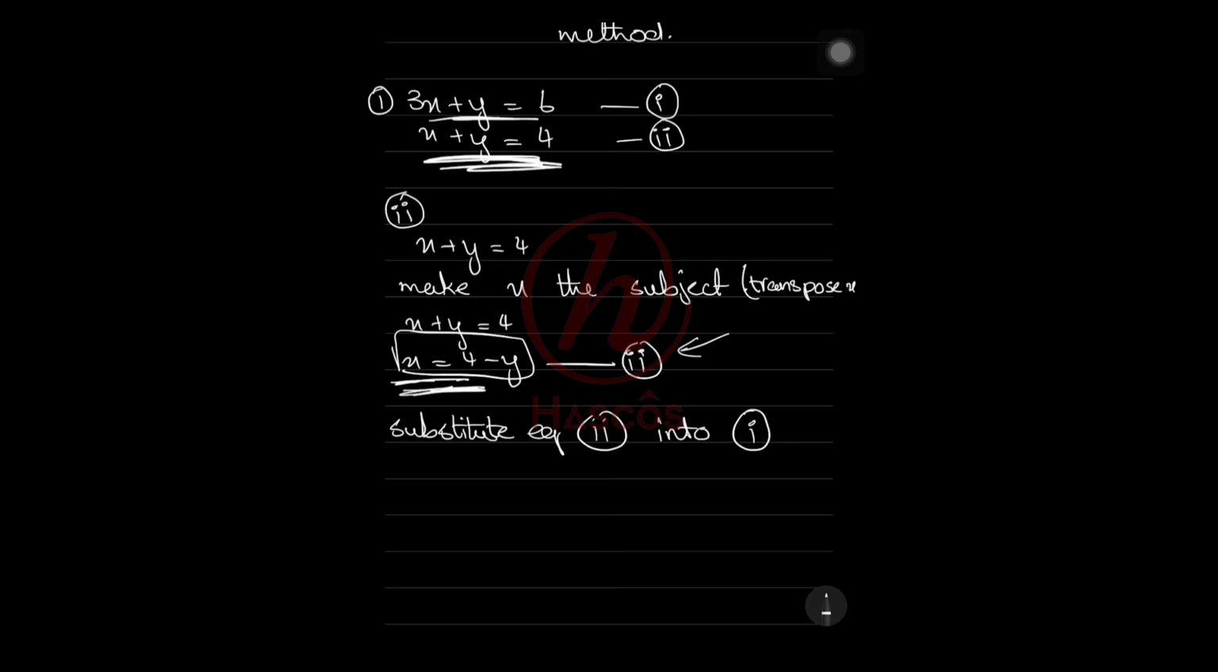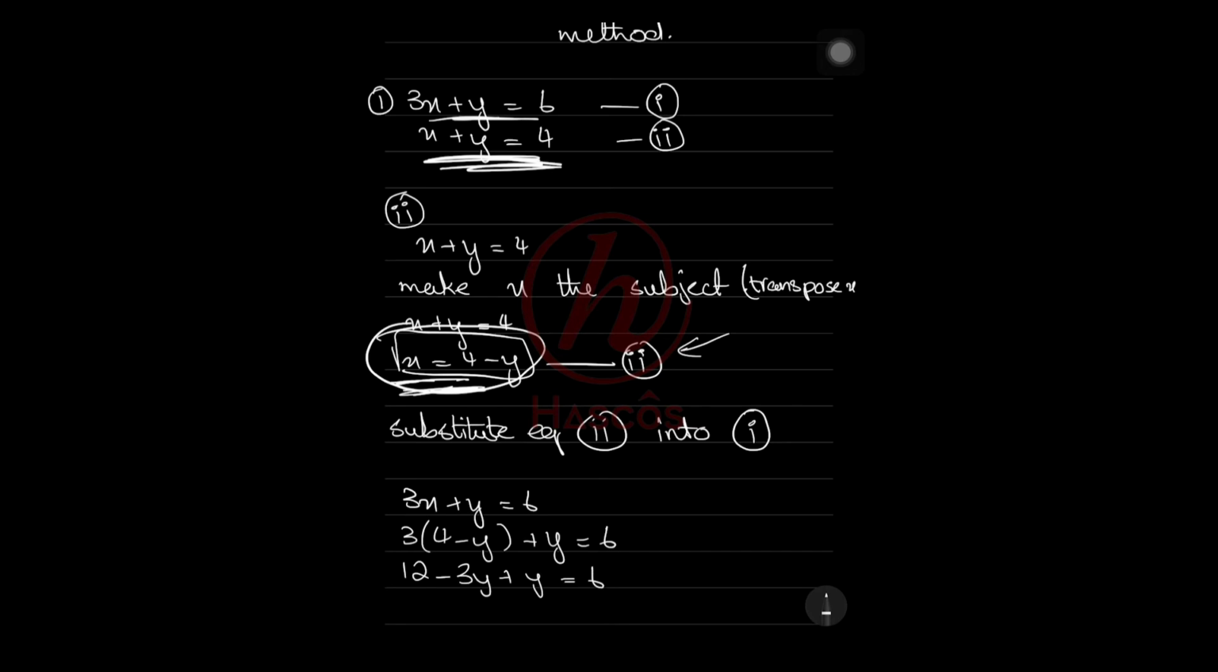Now since I need to substitute equation 2 into equation 1, I'm going to write equation number 1, which is 3x plus y equals 6. And instead of x, I'm going to write 4 minus y, which is the substituted value. So 3 bracket 4 minus y plus y equals 6. So 3 4s are 12 minus 3y and a plus y equals 6.